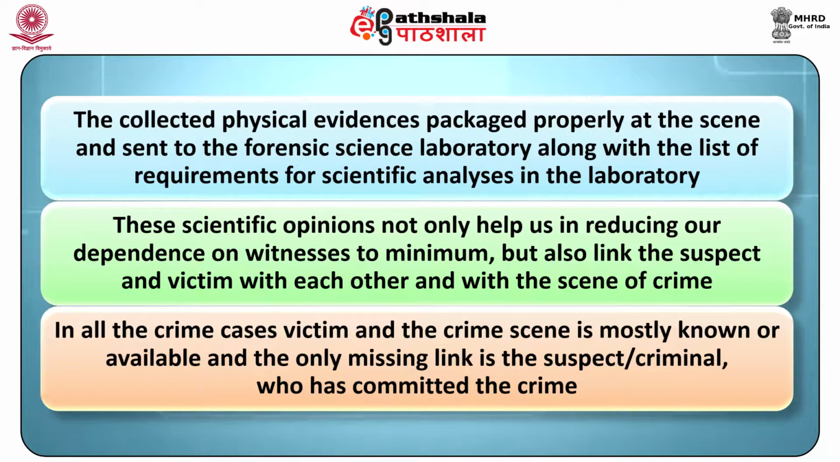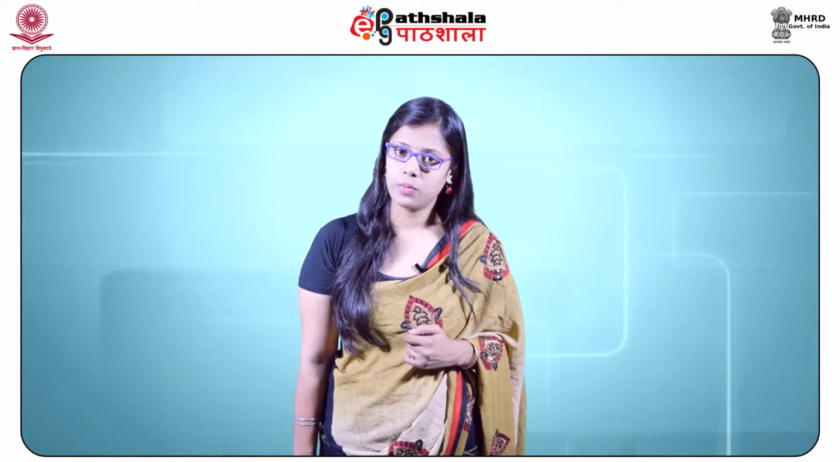These scientific opinions not only help us in reducing our dependence on the witnesses to a minimum, but also link the suspect and the victim with each other and with the scene of crime. In all crime cases, the victim and crime scene are mostly available, and the only missing link is the suspect or criminal who has committed the crime. So, finally, the identification of the suspect is required with the help of physical evidence lying with the victim and the crime scene, or sometimes with the suspected person also. To achieve the above set aim, crime scene processing has to pass through a number of stages.